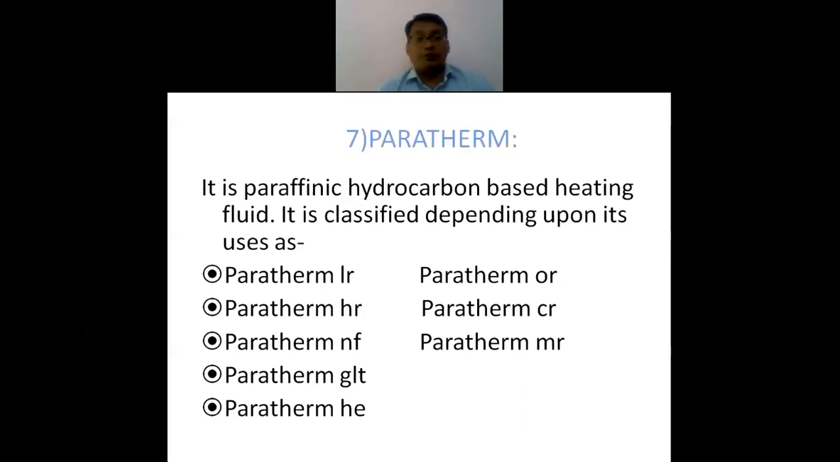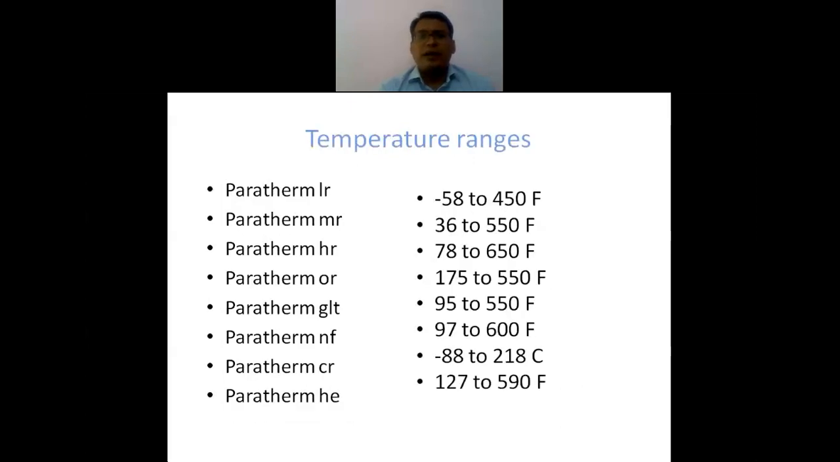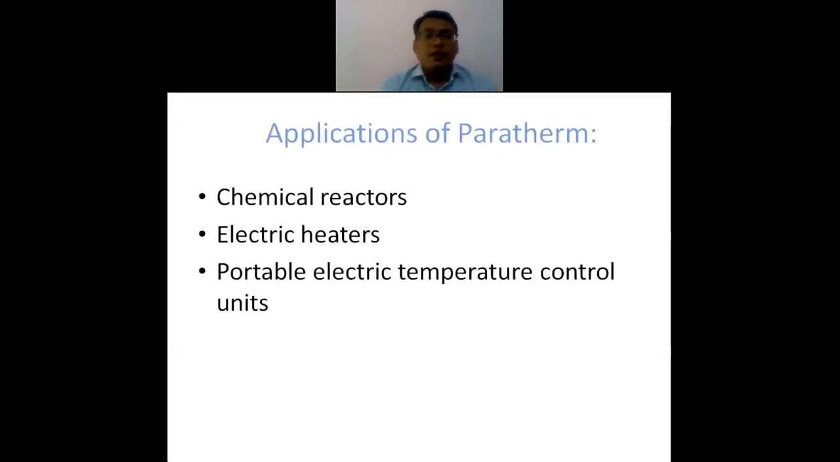Then similar to Dowtherm, there is Paratherm also. That is a paraffinic hydrocarbon. Dowtherm is diphenyl oxide and bisphenol. Paratherm is a paraffinic hydrocarbon based heating fluid system. It is classified depending on type: Paratherm LR, HR, NF. So different types are available and can be used for different temperatures. LR is for lower temperature, MR is for middle range, like that.